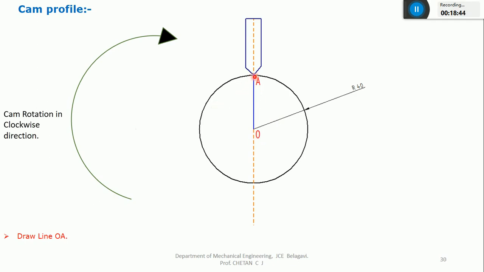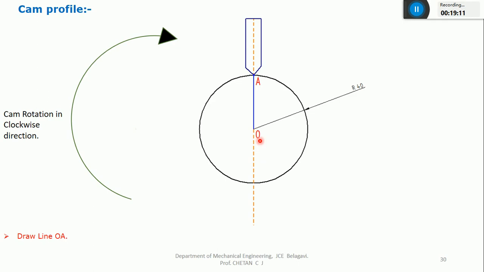I'll keep the protractor over this OA line in such a way that the 0 degree of the protractor will be in line with this OA. Okay, this is the reference line. This is the starting point. Keep the protractor in such a way that the 0 degree of the protractor will be in line with this vertical line. It means the protractor will be facing towards your left side like this.